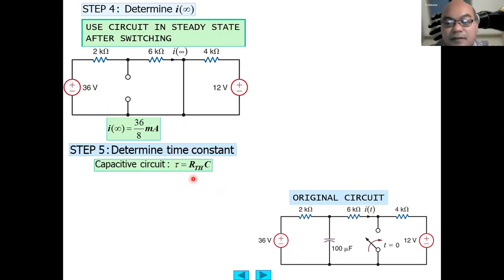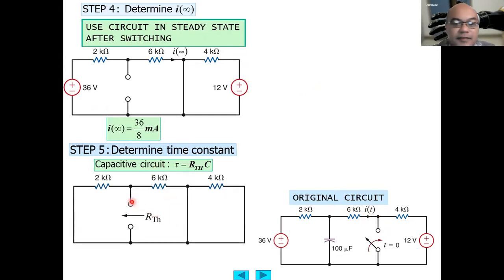So this is a capacitive circuit. The tau will be equal to the Thevenin resistance times the capacitance. This is the terminal A and B. Let's find the Thevenin resistance. The voltage source here becomes short circuit. Remember again the Thevenin theorem: to find the Thevenin resistance, we short circuit any voltage source and open circuit any current source. So this is short circuited, this is short circuited.